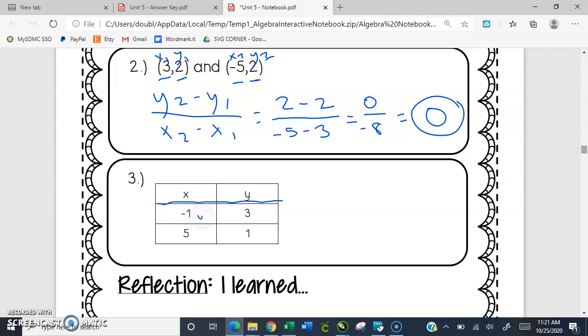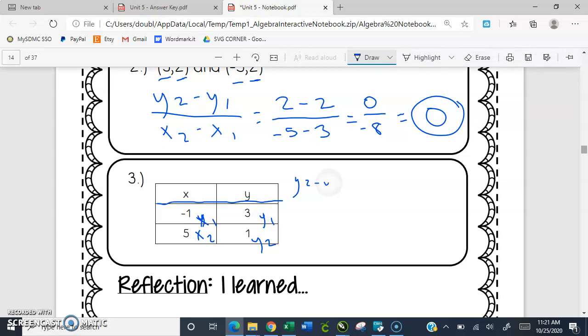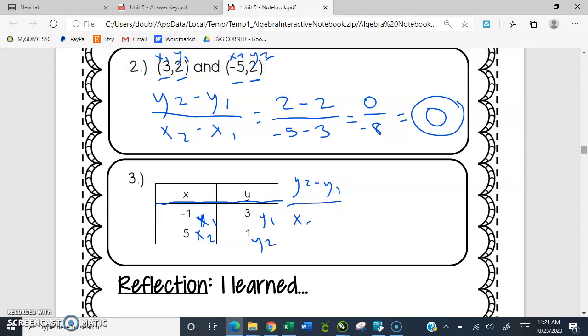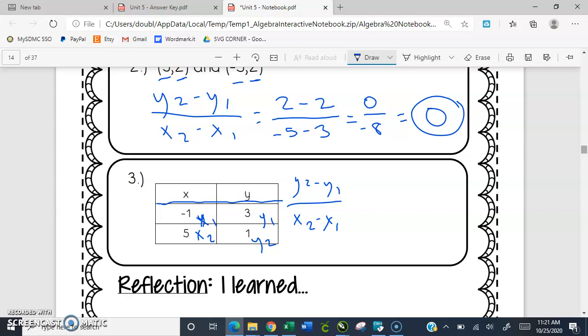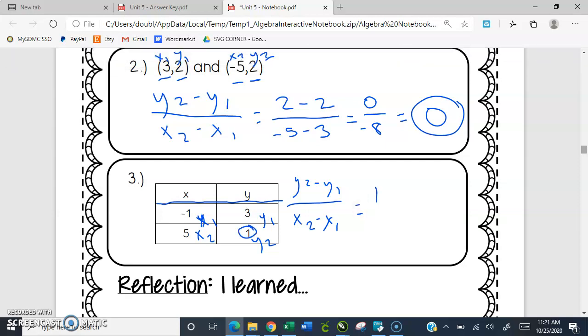So here's our x1, x2, y1, y2. Here's our formula again, y2 minus y1 over x2 minus x1. Now let's plug that stuff in. So y2 is 1 minus y1 is 3 over x2 is 5 minus x1 is a negative 1.